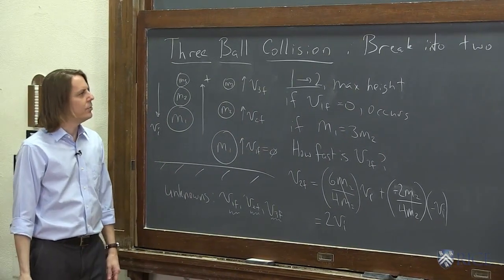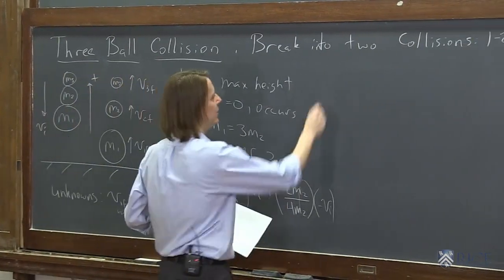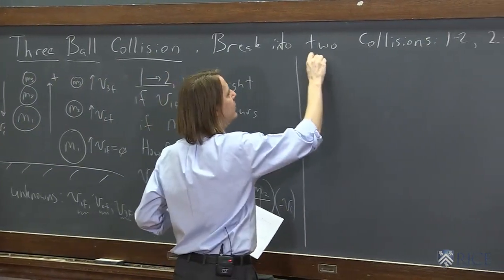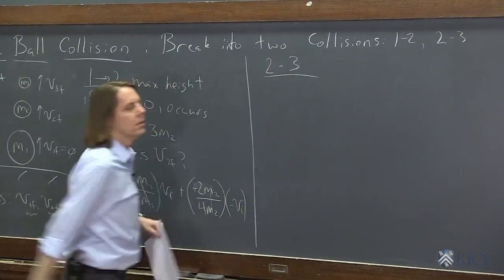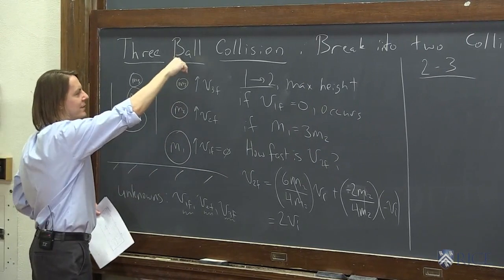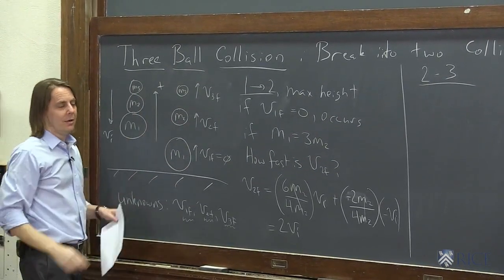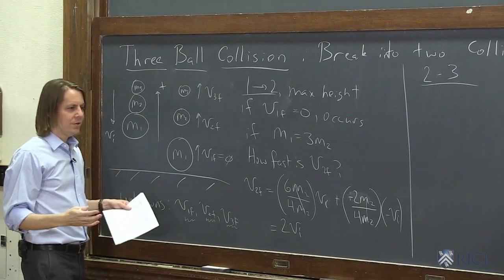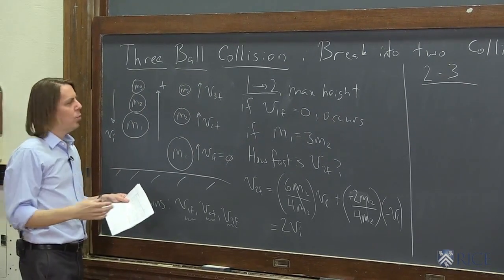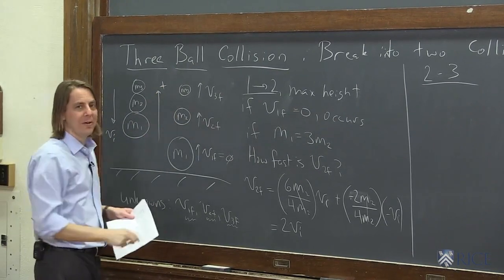Very nice. So now we've got to do the second collision. So that was one collision. Now we've got to do the 2-3 collision. And it's the case that this one is moving down at vi. This one is moving up at 2 vi. We want them to have an elastic collision, and figure out what mass ratio we need to have this one stop. So there's a new v2f.